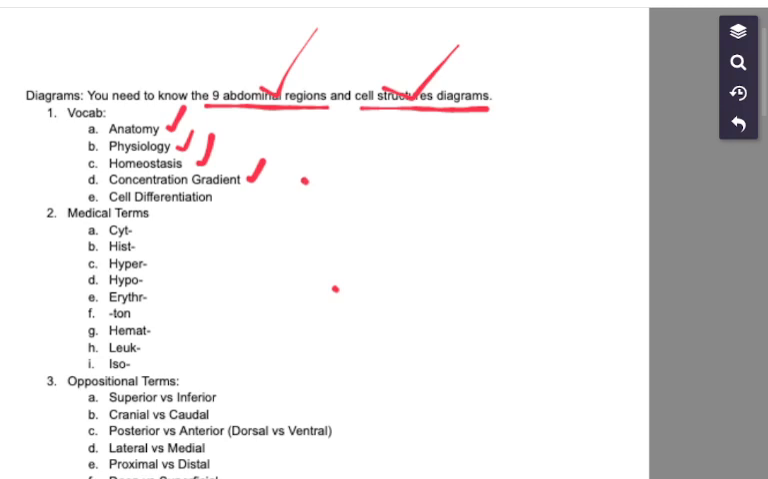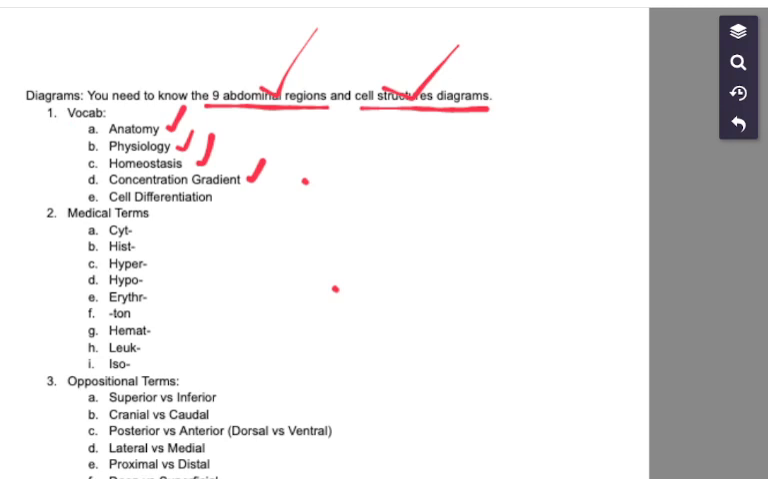Cell differentiation occurs through different processes where our cells differentiate and change in order to carry out their specific functions.